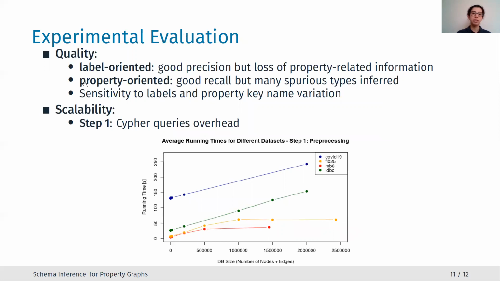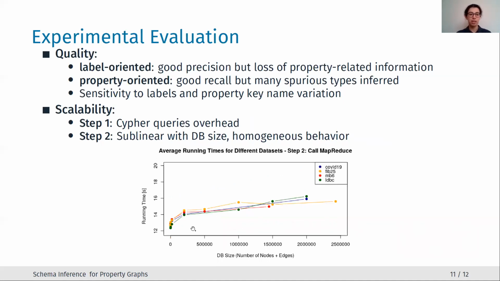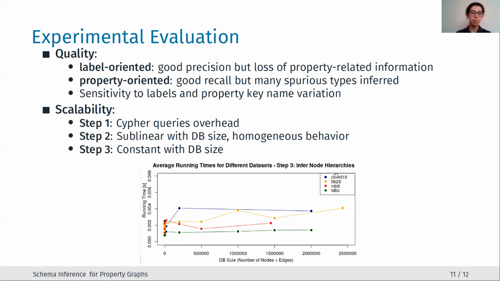We also conducted a scalability analysis by obtaining the average running times for different sizes of the datasets, and the total running time is dominated by the first step. And this is because the queries to match the nodes and edges cause an overhead that increases with the input size. On the bright side, the running times of this step seem to be at worst linear with the input size. For the second step, the running time is sublinear with the input size. And finally, for the third step, the running time is actually constant with the input size.